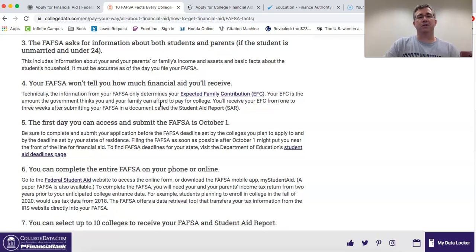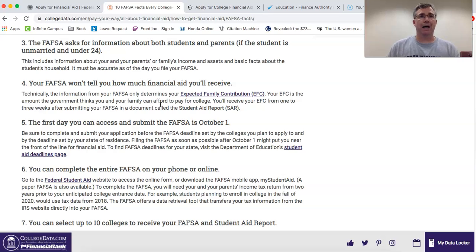The FAFSA doesn't tell you how much financial aid you'll receive. It calculates a number called the EFC, or Expected Family Contribution. If a family is very low income, that number, the EFC, could be 0. And that means that the family's income is not sufficient to pay any of the cost of college. That means that a student with an EFC of 0 would receive the maximum amount of financial aid available through the federal government. And then the number goes up from there.